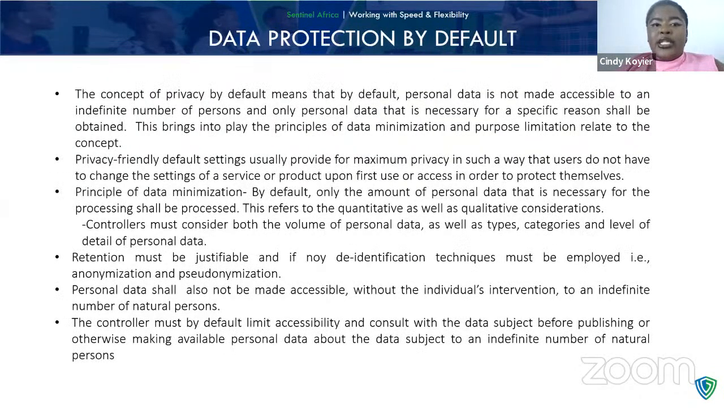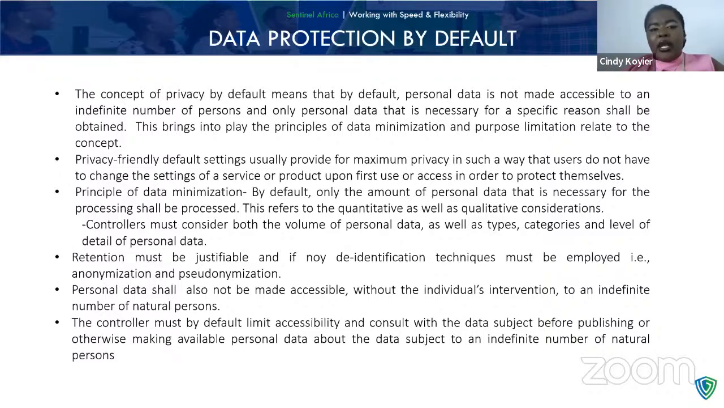Then we are going to delve into data protection by default. As I mentioned earlier, default just means that we are making sure that the personal data we are processing is not available to an indefinite number of people. By default, we are minimizing the data that we are collecting, because privacy by default is closely tied to the principle of data minimization and purpose limitation. We are only collecting what is necessary, only processing what is necessary, we have a specific purpose, and we are not changing purposes. This is how we demonstrate that we have privacy by default.